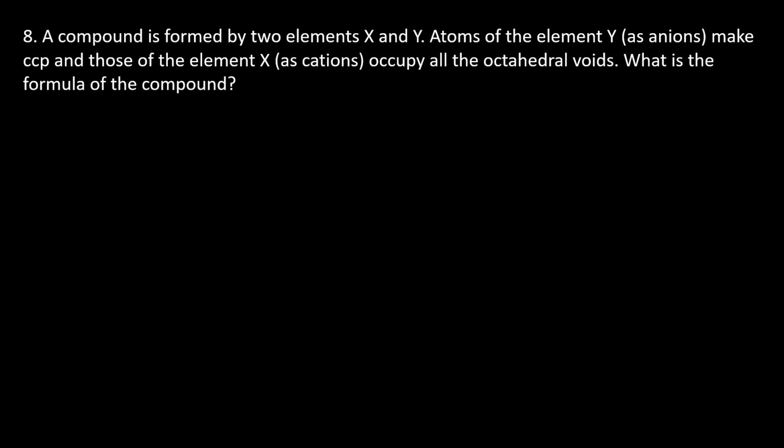Now, the next question is: a compound is formed by two elements X and Y. Atoms of element Y, and it is written that these are anion.